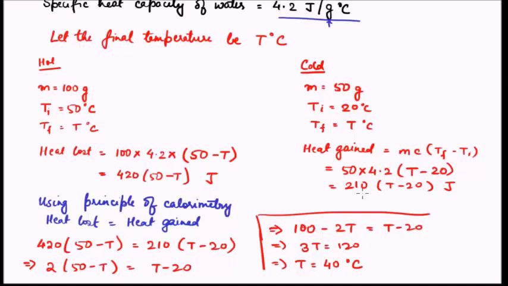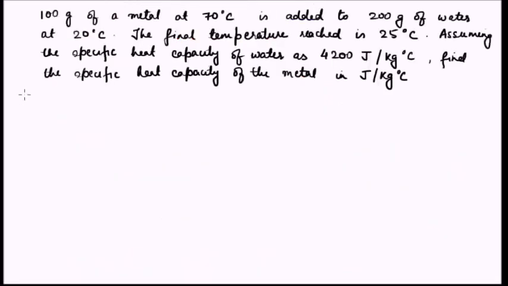Okay, now let us wrap up this section of the lecture with another example in which we will use the information provided to find the specific heat capacity rather than the final temperature. This question says that we have 100 gram of a certain metal at 70 degrees Celsius, and that is added to 200 gram of water which is initially at 20 degrees Celsius. This mixture ultimately reaches a temperature of 25 degrees Celsius. We are given the specific heat capacity of water. We are asked to find the specific heat capacity of the metal.